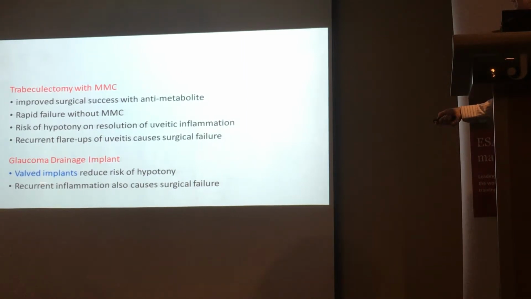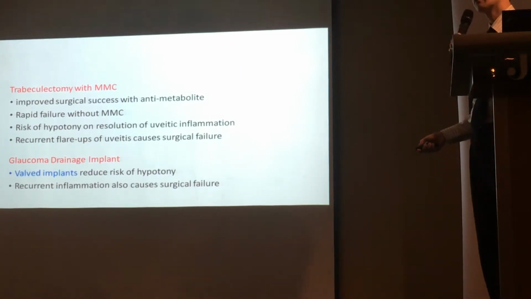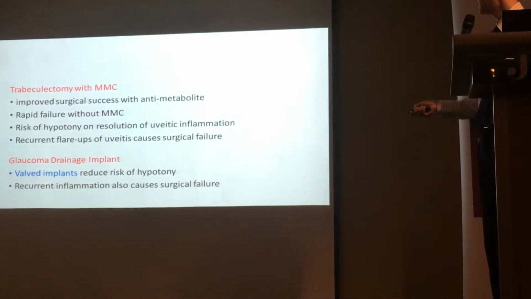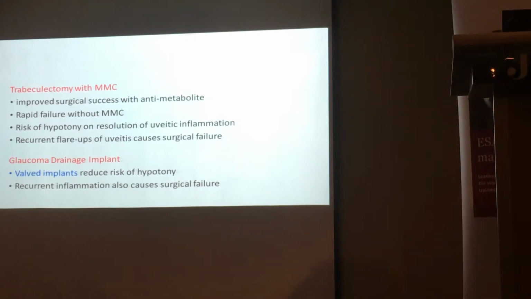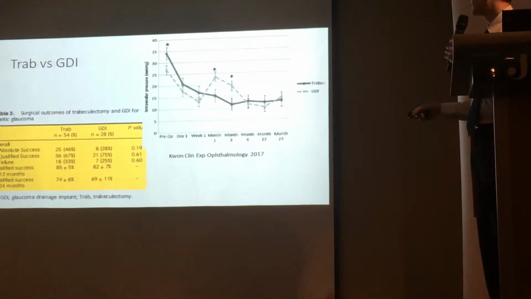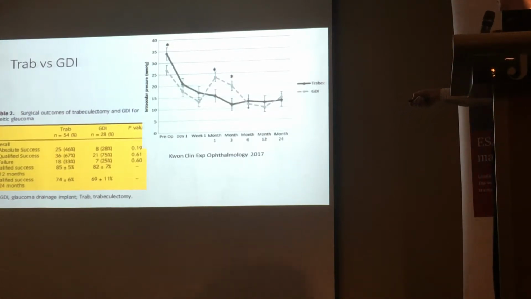You can certainly do glaucoma drainage implants. I would say the valve implants have an advantage because you can try to mitigate the possibility of hypotony, but certainly again with these, recurrent inflammation can cause failure because there will just be more scarring surrounding the plate. And here's a study which compared trabeculectomy with mitomycin C against glaucoma drainage implants. And this is the curve. The dark line is the trabeculectomy. The dotted line is the glaucoma drainage implant.